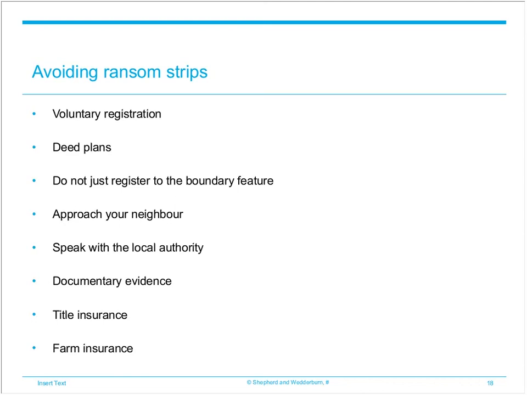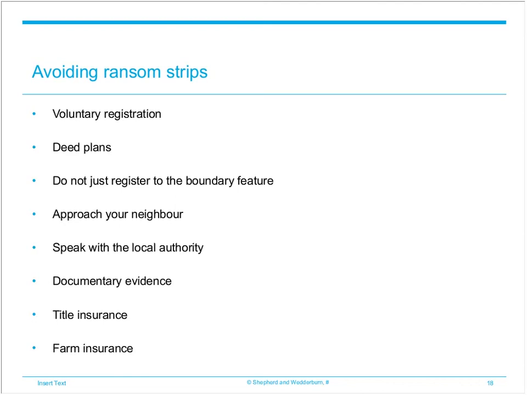Second method that might avoid a ransom strip is having proper and good deed plans. There can be no registration under the 2012 Act without mapping. Deed plans must now be submitted for registration unless an older plan is suitable, which show the land and any common areas. And it's important to get that right at the outset so that we don't end up in a Higgs situation where the plan on the land register does not reflect what's on the ground. Do not register the boundary feature.